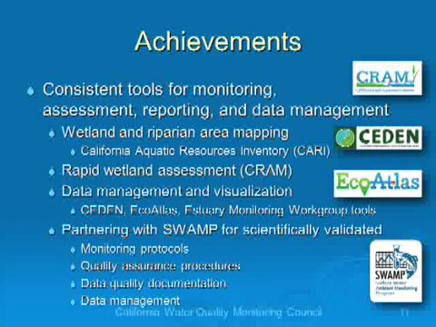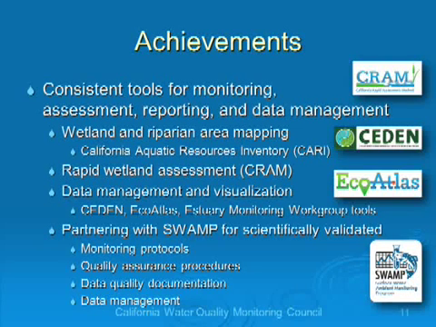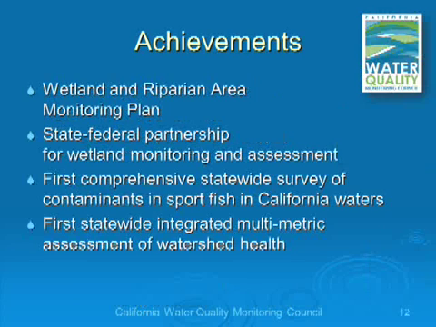The achievements then: consistent tools for monitoring, assessment, reporting. And SWAMP was the core of that. We've got the wetland assessment process down now that will help the state of California determine what a wetland is, where, and what condition it's in. And we've got a contaminant survey for all of the sport fish in California. That's another one. And this is the first time anybody's really put together a multi-metric analysis of watershed health, especially on the biological side. By the way, the biological side, folks, it's bugs. It's bugs on the bottom of the stream. So if you don't have enough bugs to feed the fish, then it's not a very healthy stream. So that's kind of it.